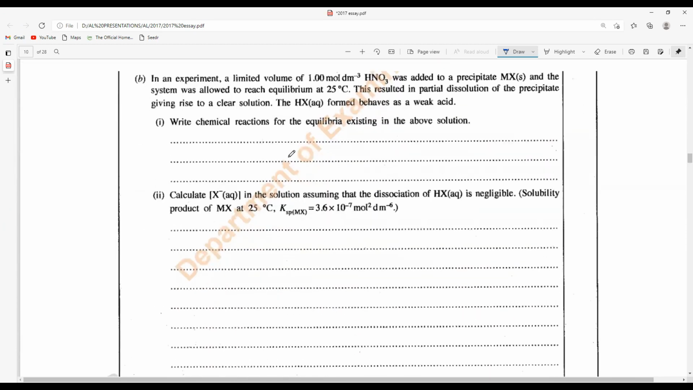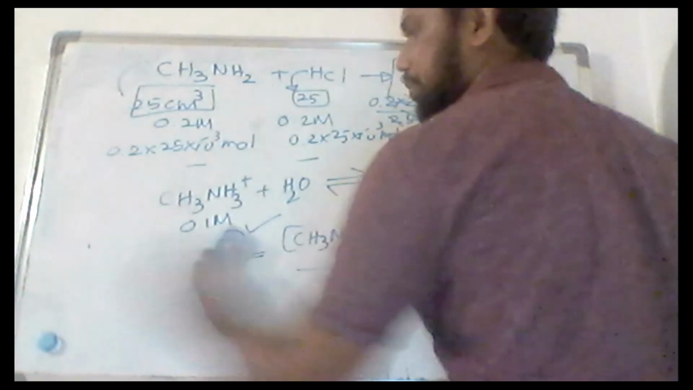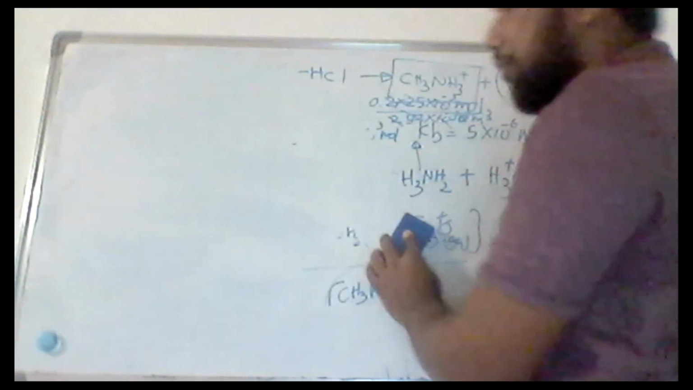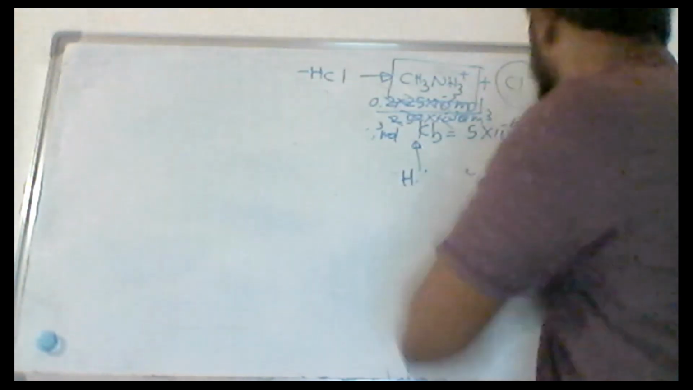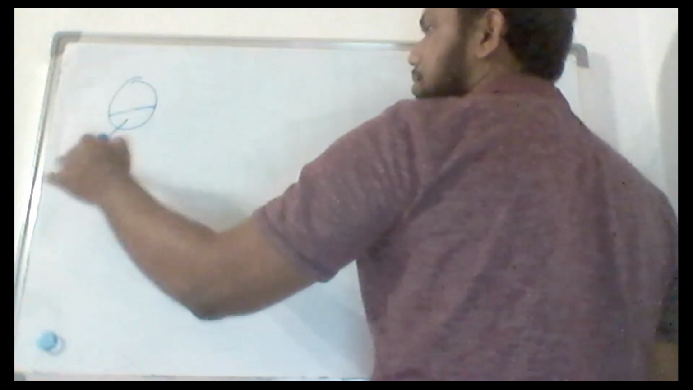And the second part, in an experiment, a limited volume of 1.0 M HNO3 was added to a precipitate. So here there is a precipitate, which is MX solid, okay, nice. And I think I should use the board here as well. Okay. So I'm going to erase this. So since you have the video, you can go very slowly if my explanation is fast, okay. So you have a precipitate which is MX solid. That is what they have mentioned in the question.